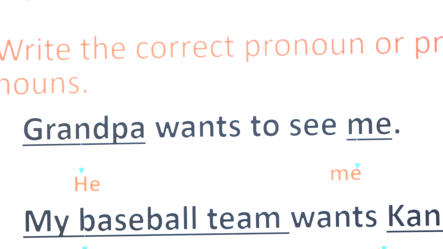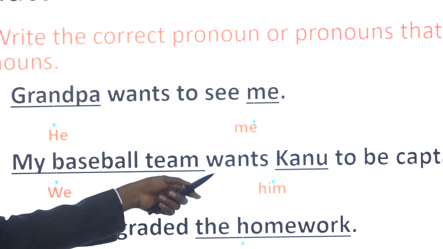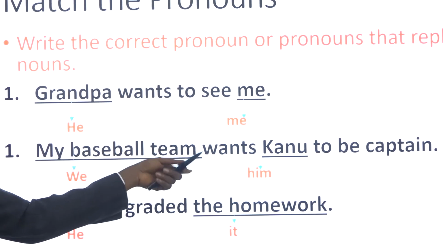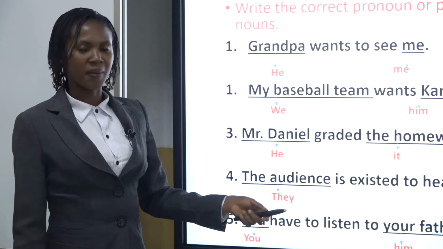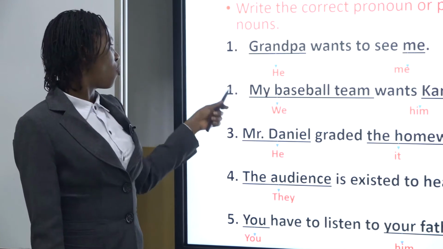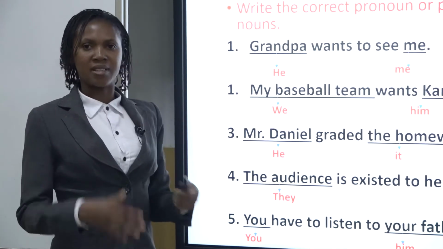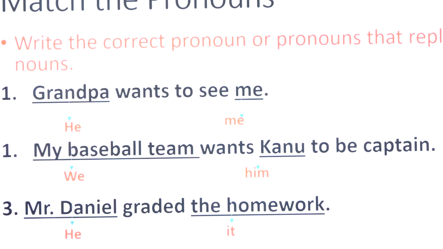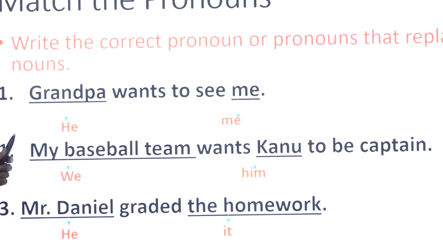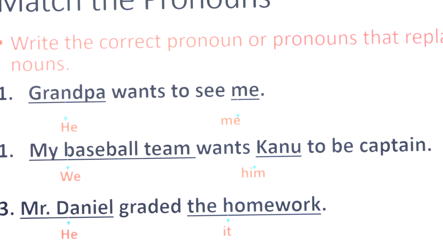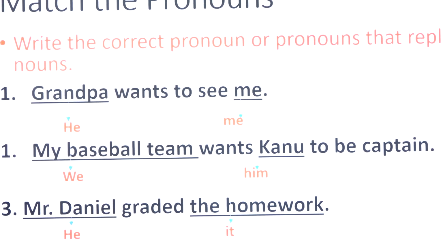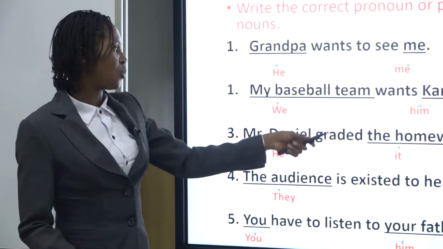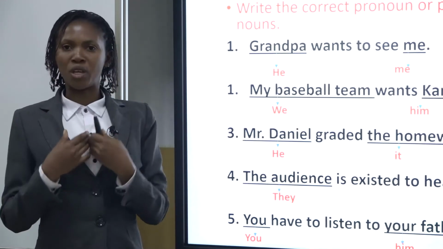The next one, my baseball team wants Kanu to be captain. In this sentence, my baseball team is a noun. Kanu is also a noun, which is the name of a person. Instead of saying my baseball team, we use we. It becomes we want him to be captain. Kanu has become what? Changed to him.